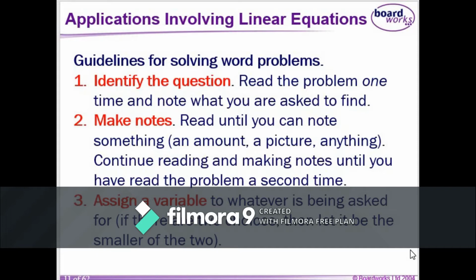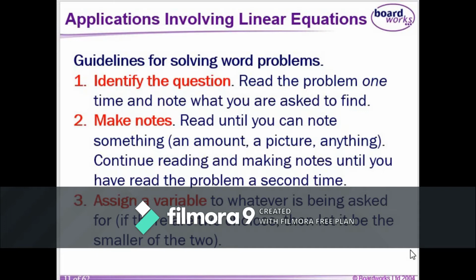Next is assign a variable. So again, remember the variables, these are the letters, like for example the x, the y, the p, if you remember that in our previous equations or exercises. Assign a variable to whatever is being asked for. If there are two choices, then let it be the smaller of the two.